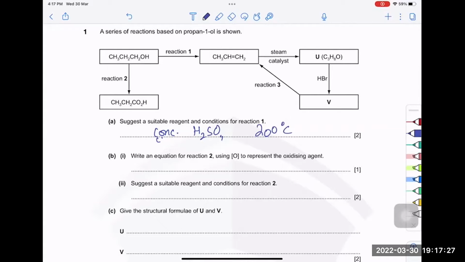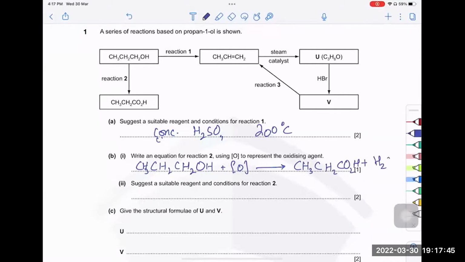Writing the equation for reaction 2. So reaction 2 is oxidation. So we take CH3CH2CH2OH, and then we give it an oxidizing agent, which then converts it to CH3CH2CO2H, and there's going to be water as a byproduct. You've basically added 2 oxygen, so I'll just put 2 in there.